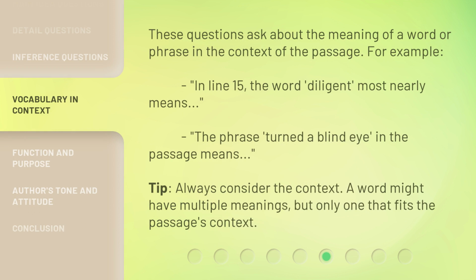These questions ask about the meaning of a word or phrase in the context of the passage. For example, in line 15, the word diligent most nearly means, the phrase turned a blind eye in the passage means. Tip. Always consider the context. A word might have multiple meanings, but only one that fits the passage's context.